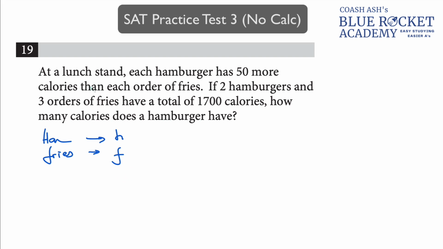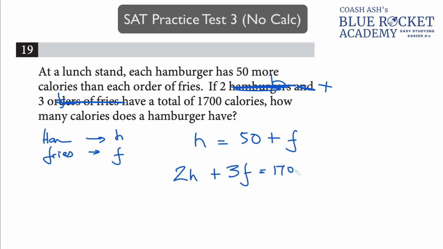At a lunch stand, each hamburger has 50 more calories than fries, right? So what does it mean? This hamburger has means equals, 50 more means 50 plus, and fries is F. So H is equal to 50 plus F. That's your first equation. Now the second equation is 2 hamburgers. So 2 hamburgers, I'm going to replace this hamburgers with H, and 3 fries is F, plus and is plus. So you'll just write down 2H plus 3F is equal to 1700.